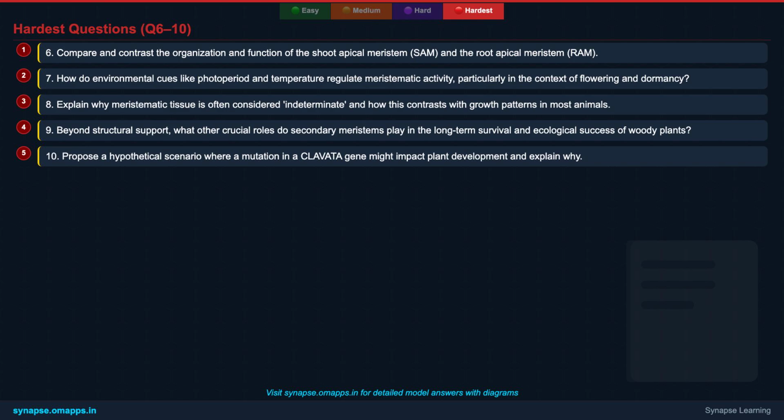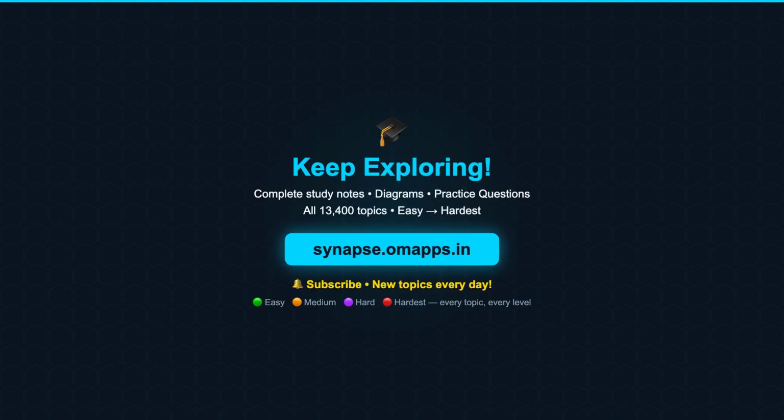8. Explain why meristematic tissue is often considered indeterminate and how this contrasts with growth patterns in most animals. 9. Beyond structural support, what other crucial roles do secondary meristems play in the long-term survival and ecological success of woody plants? 10. Propose a hypothetical scenario where a mutation in a clavata gene might impact plant development and explain why. And that concludes our deep dive into meristematic tissue.